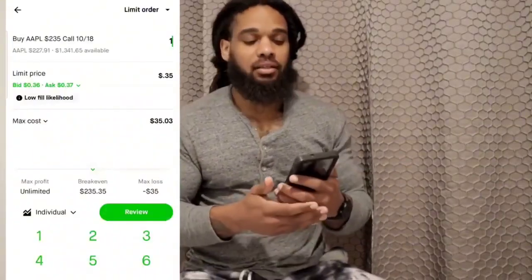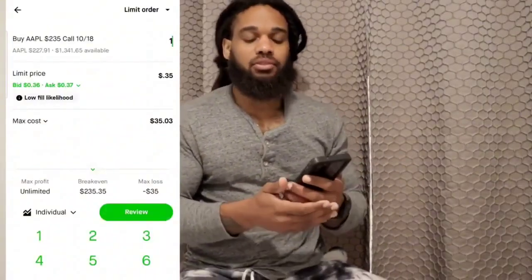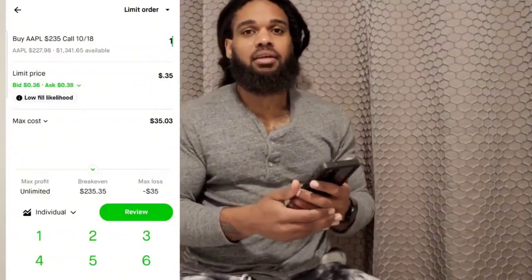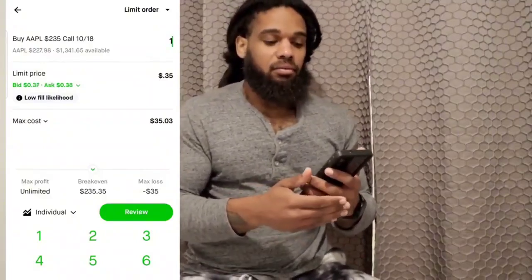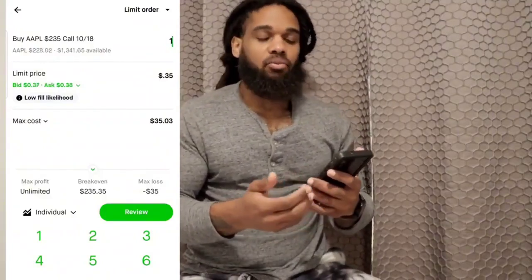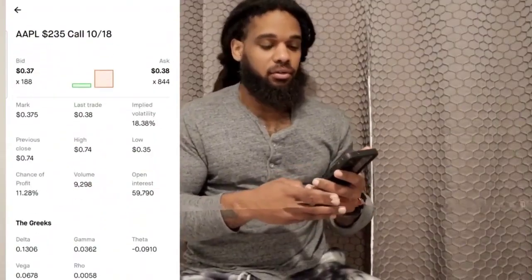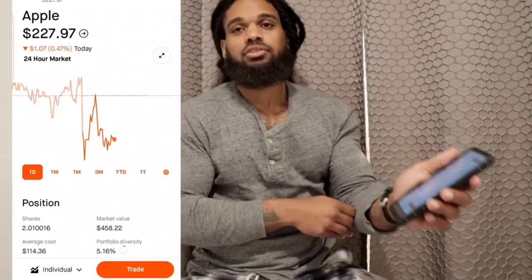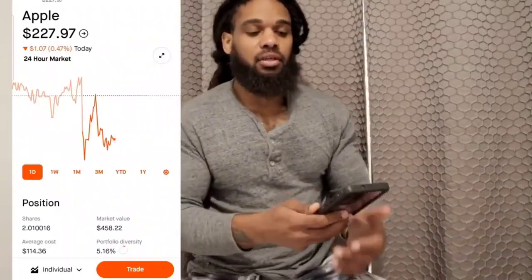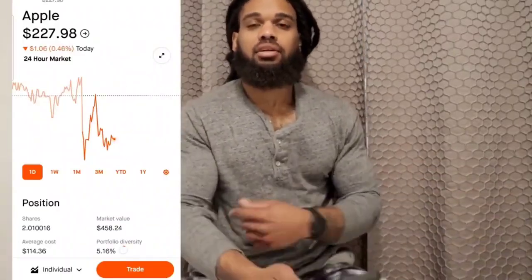So I personally like to use limit order most of the time I trade, because I don't like to have the market determine where I get in most of the time. So I'd like to use limit order. Now I'm going to show you guys how you could sell your option contract.